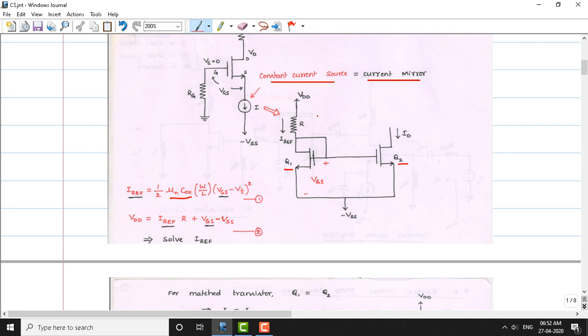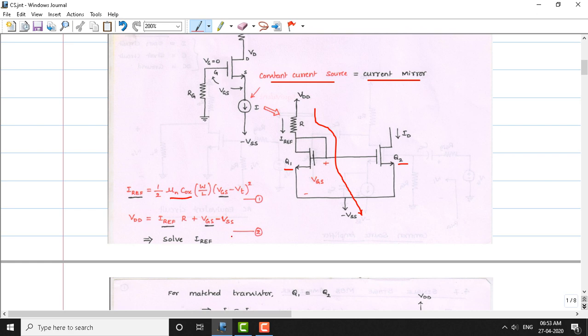Now if I apply KVL in this path, we get the equation given here, which is −VDD + I reference × R + VGS − VSS. If we simplify that, it gives equation 2. Equation 2 is VDD = I reference × R, the drop across this resistance, plus VGS, the gate source voltage, minus the negative supply VSS.